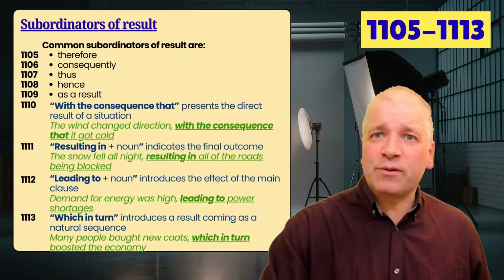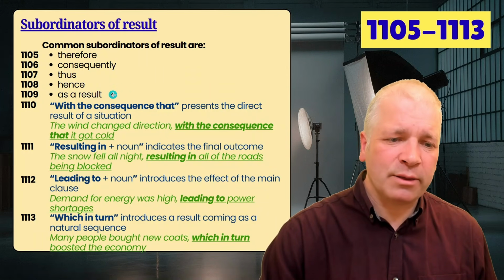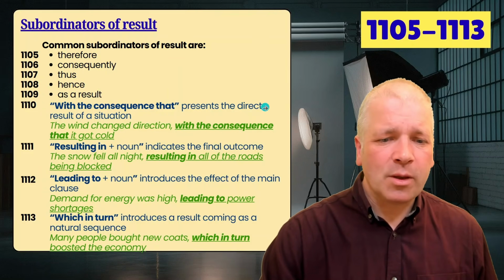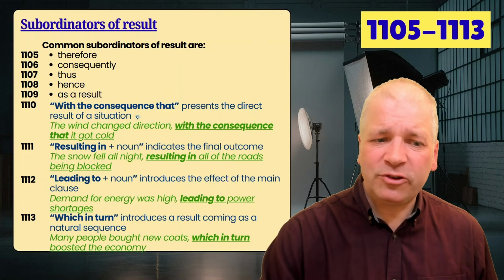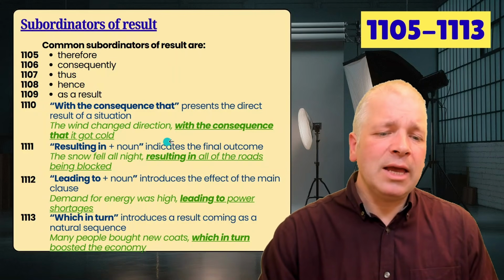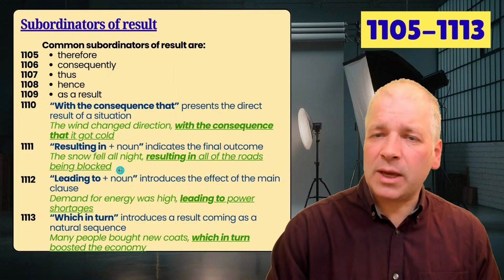Now for subordinators of result. The common ones: therefore, consequently, thus, hence, as a result. More advanced: "with the consequence that" presents the direct result of a situation. The wind changed with the consequence that it got cold. "Resulting in" indicates the final outcome. The snow fell all night, resulting in all of the roads being blocked.